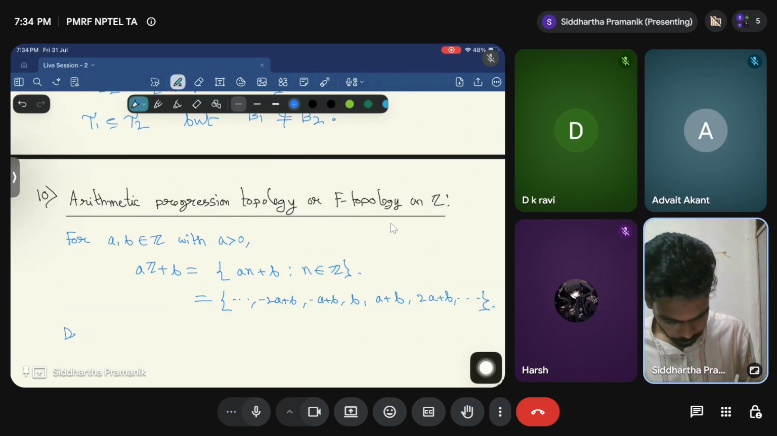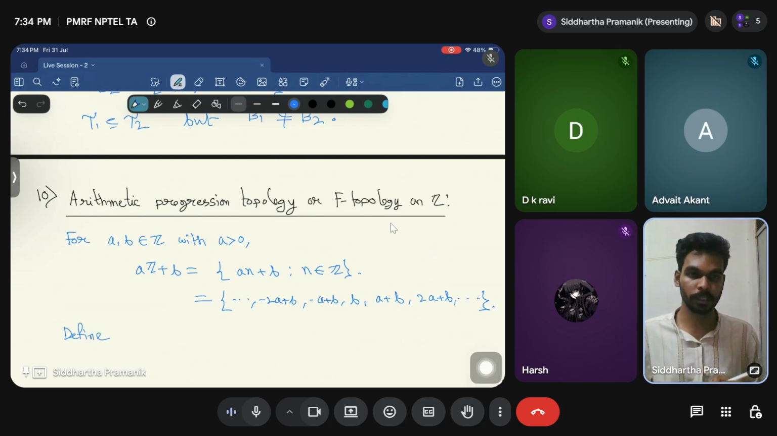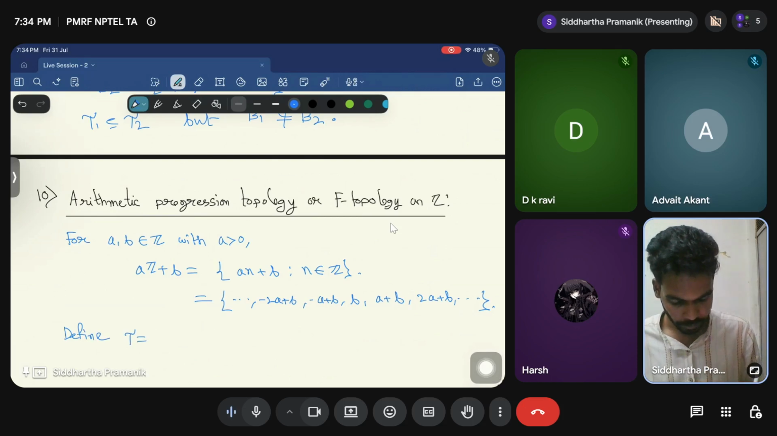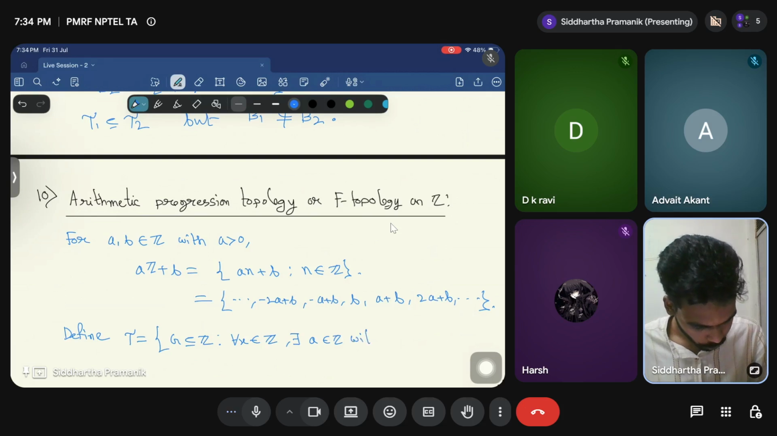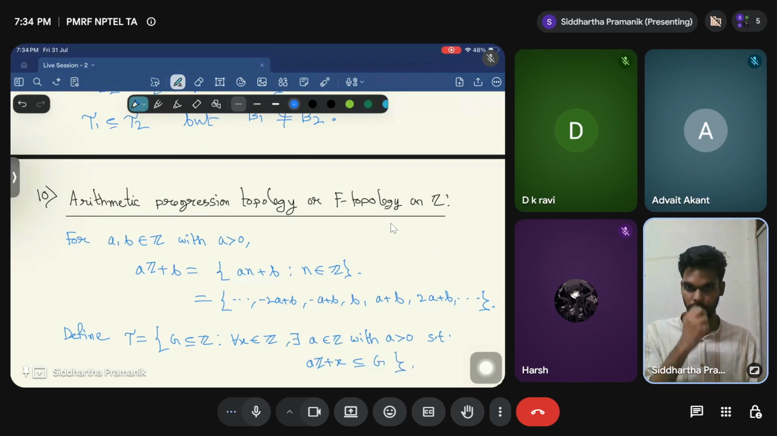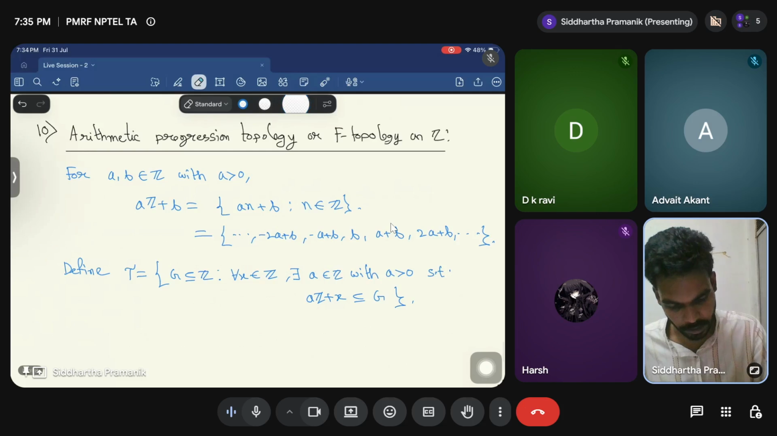Now using these sets, I will define a topology on Z. So define tau as those subsets of Z such that for every element of G, there exists a belongs to Z with a positive such that aZ plus x is a subset of G. Okay, so this will be my definition of a topology.